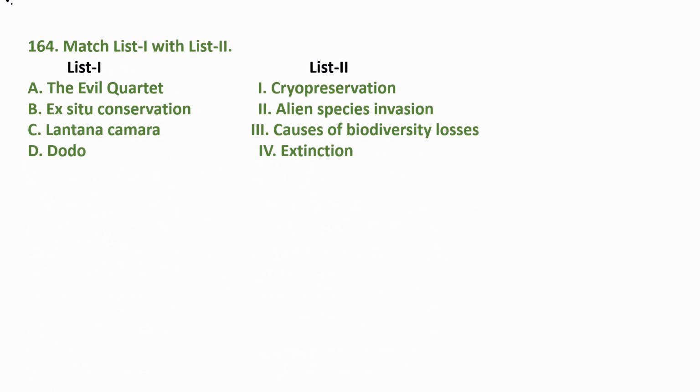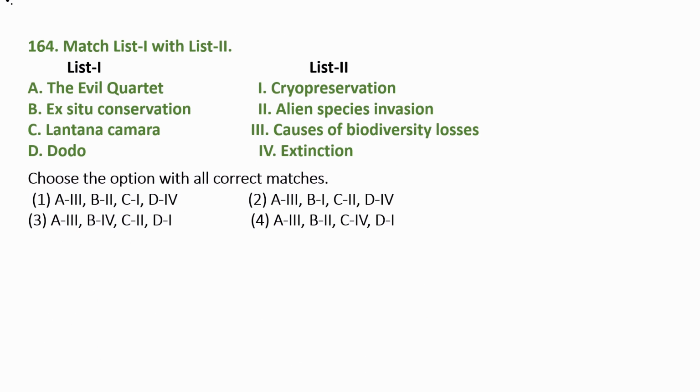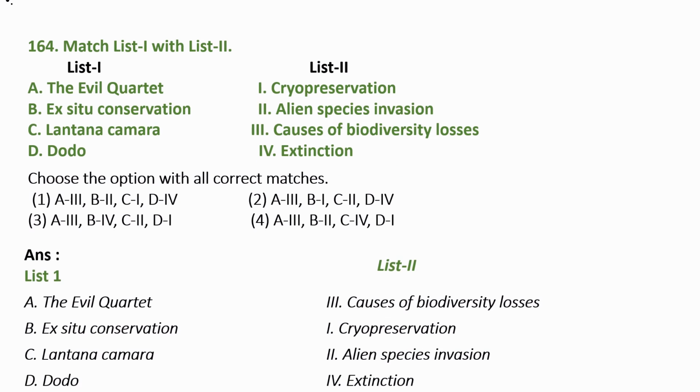Another thing, the next question, is also given from ecology. In this ecology question, you have to match the items, so you can match them easily. The evil quartet means we know that it is due to extinction and the causes of biodiversity loss, or the invasion of alien species or something.